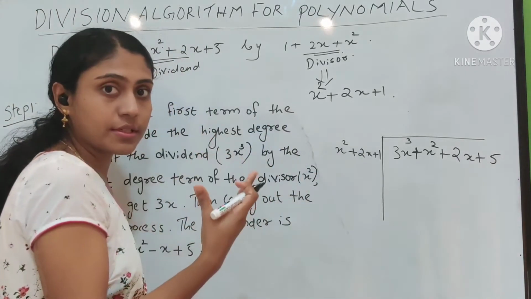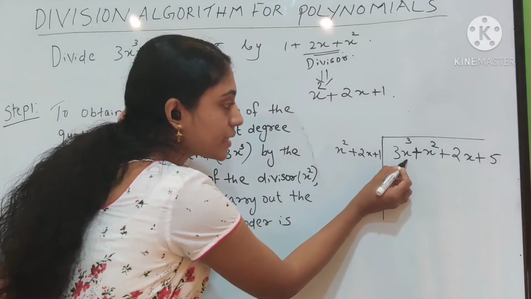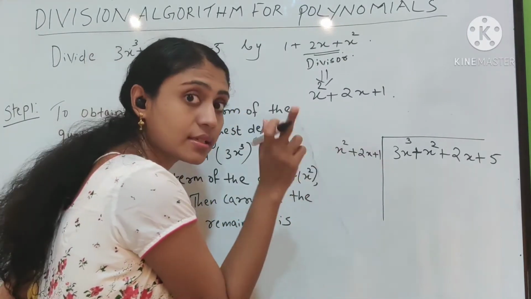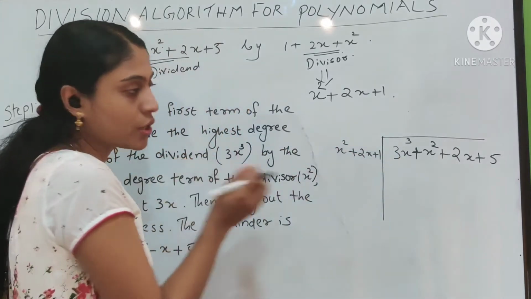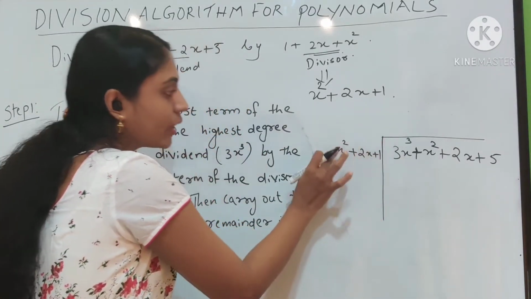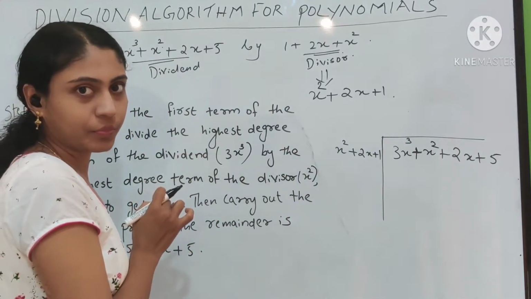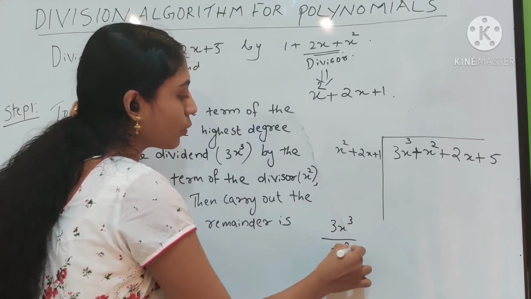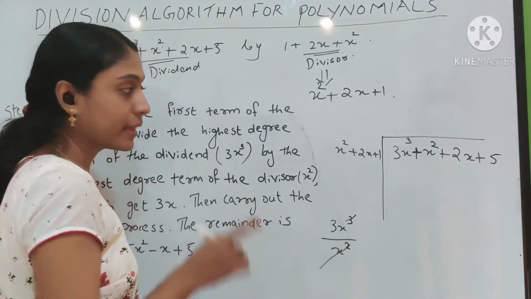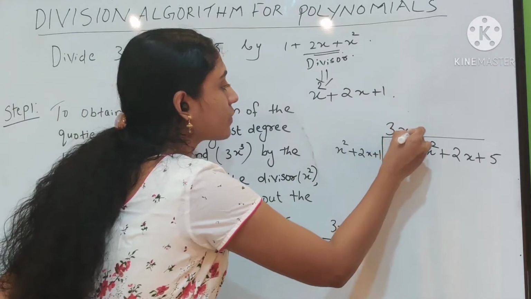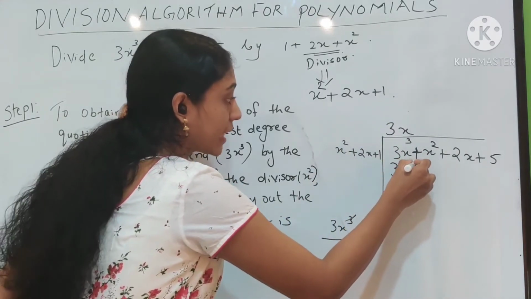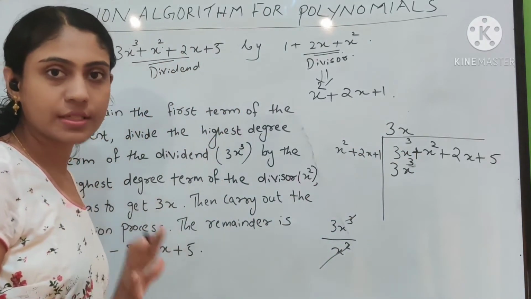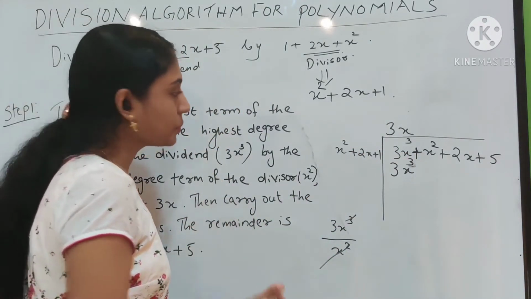Okay. So in the last class we discussed how to divide a polynomial, right? So what is the first step? You have to take the first term of the dividend. This is the dividend and this is the divisor, right? So the first term of the dividend is 3x cube. Take that and divide it by x square. That means 3x cube divided by x square. What is the answer? 3x, right? That means x square into 3x gives 3x cube. Understood?